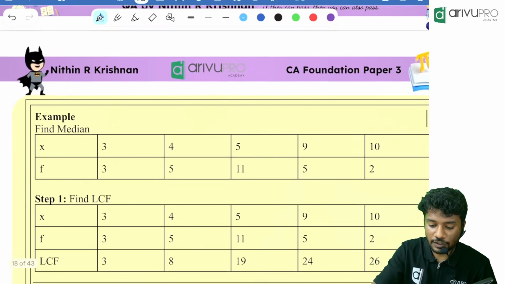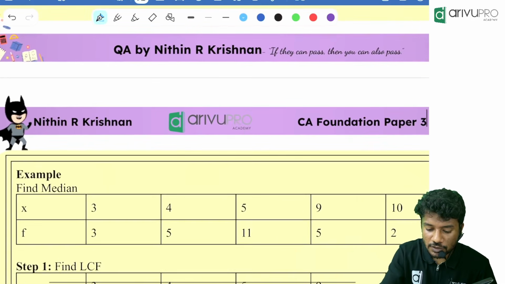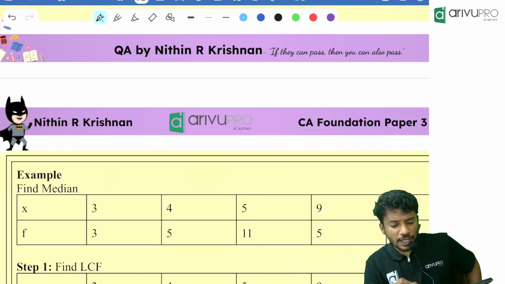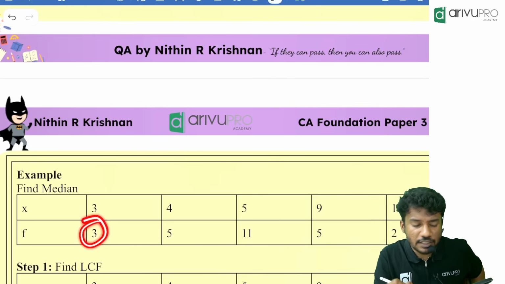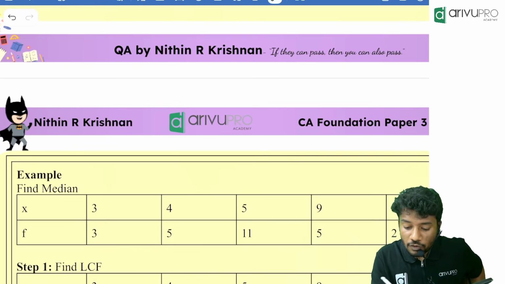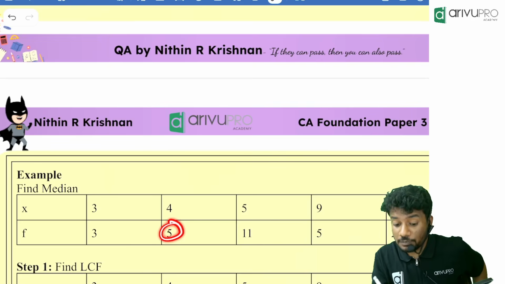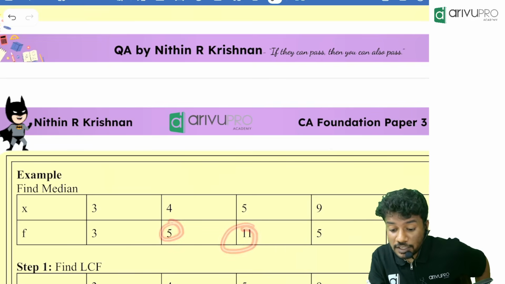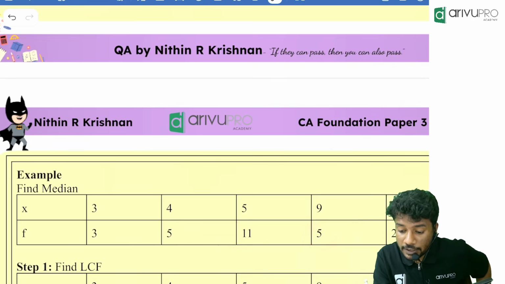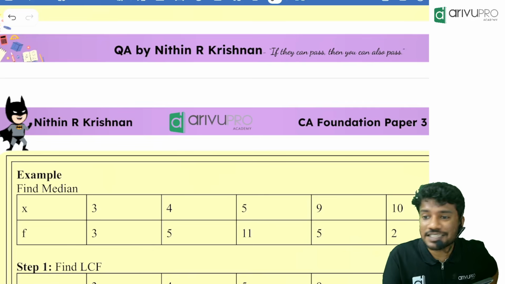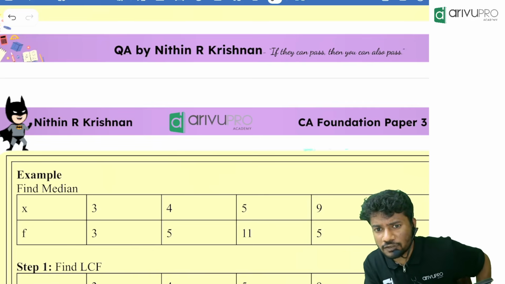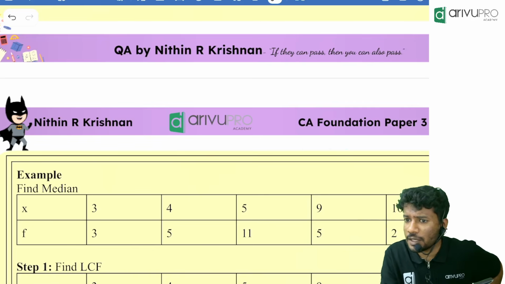Everyone listen carefully. Now the question is this one. The x value 3 is happening how many times? 3 times. 4 is happening how many times? 5 times. 5 is happening how many times? 11 times. 9 is happening how many times? 5 times. 10 is happening how many times? 2 times. Likewise, it is given over here. Everyone got that value? Anyone has any different value?